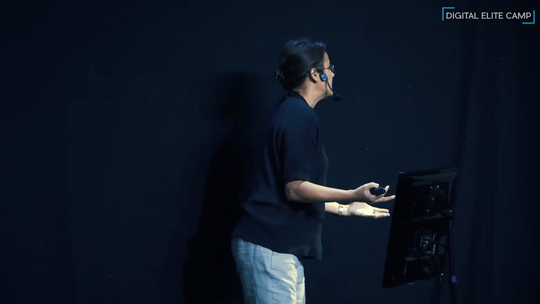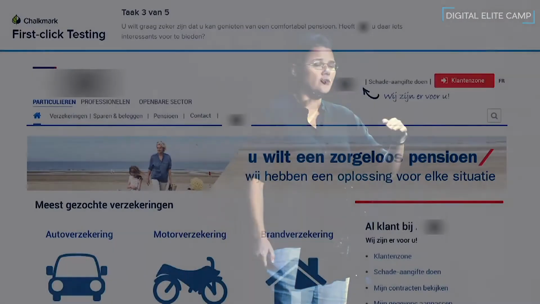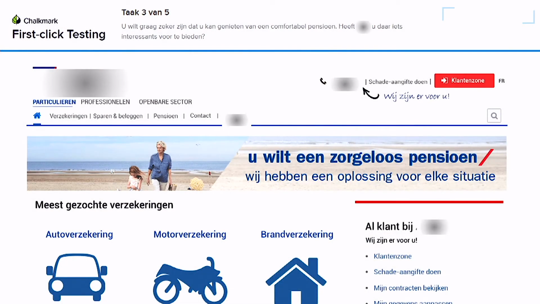This is an example that we did for an insurance company client of ours, where we basically tested various versions of the homepage in several iterations. Now, as you can see, not all of those versions were designed according to our research or our ideas, because hello there, big banner. I don't think so.